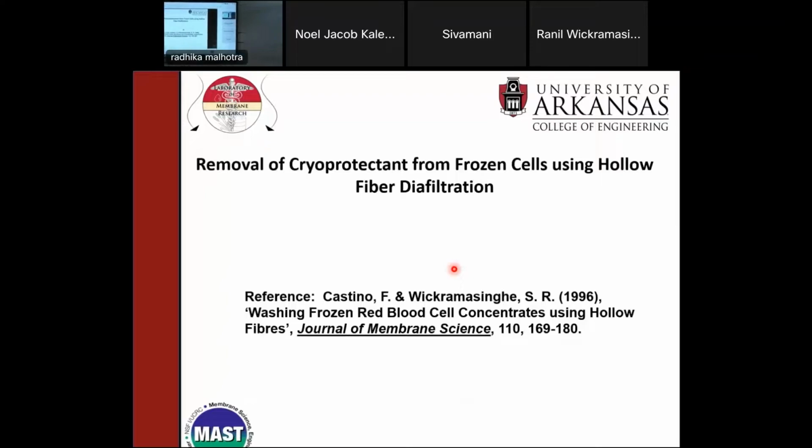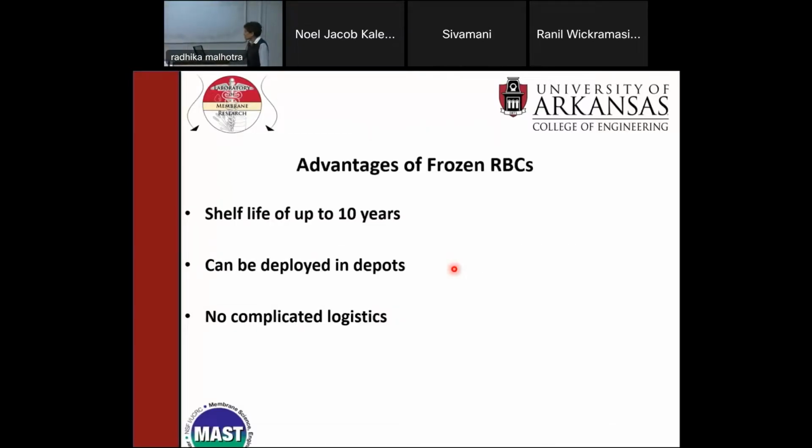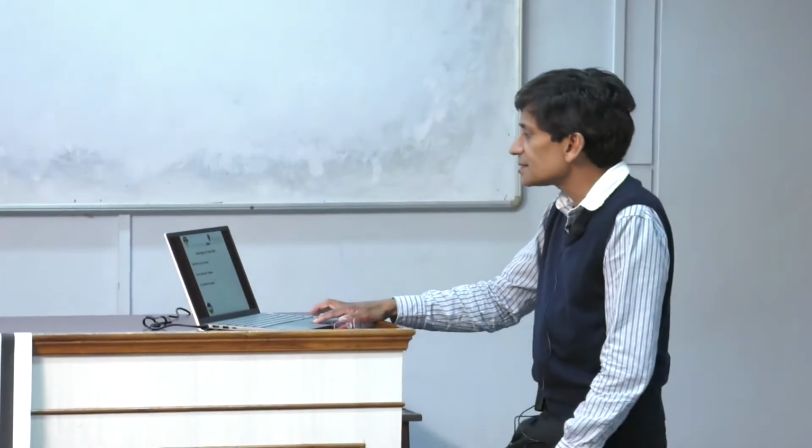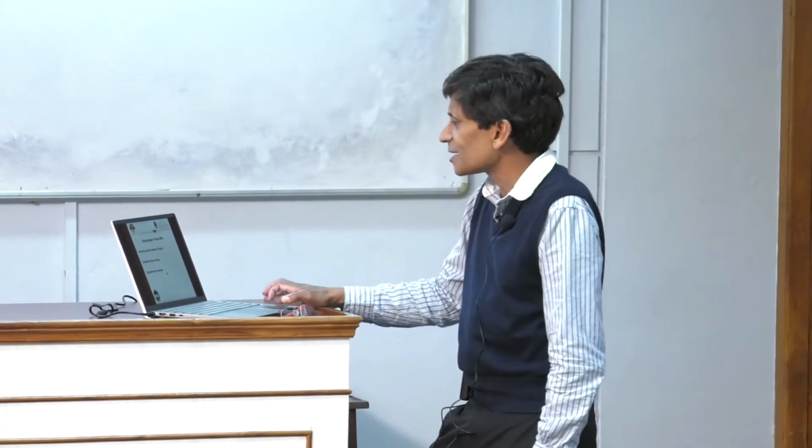All right, so I'm going to talk about removal of cryoprotectant from frozen red blood cells, and this is some work we did a long, long time ago. Basically, there are three sorts of cells we look at: red blood cells, stem cells, and platelets. Platelets are used for clotting. The cryoprotectant is glycerol or dimethyl sulfoxide, DMSO. Those are very commonly used cryoprotectants. The shelf life for red blood cells, as I said, is up to 10 years. They can be deployed in various depots with no complicated logistics in recovering them.